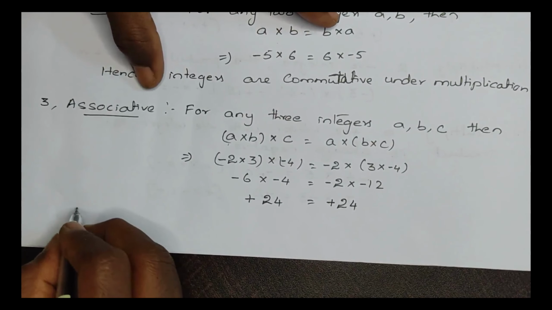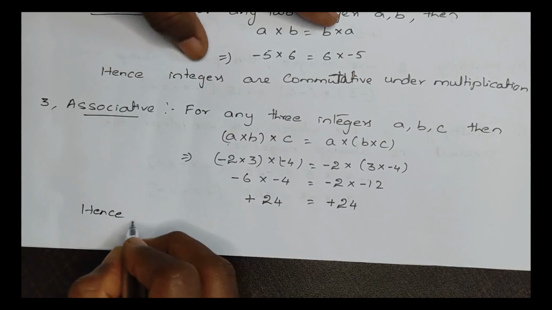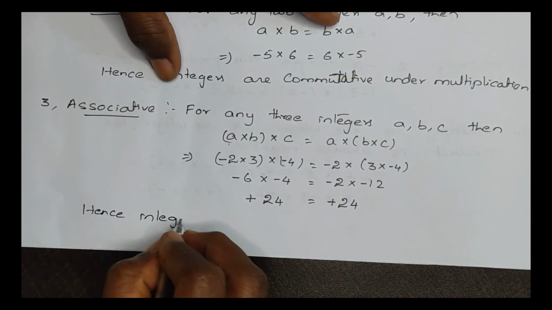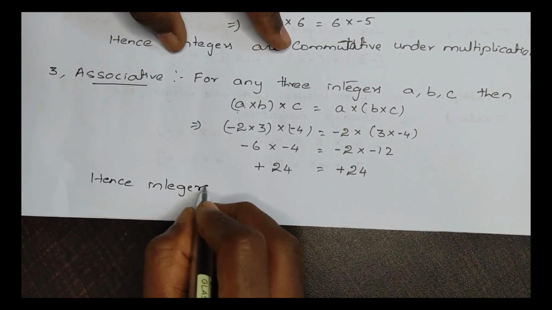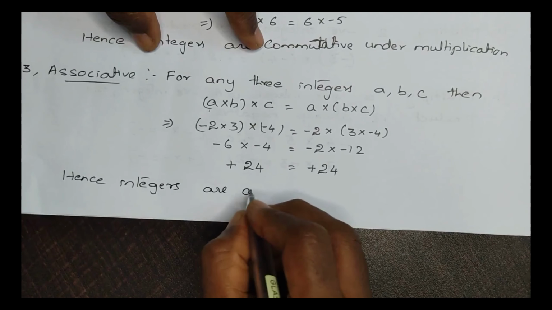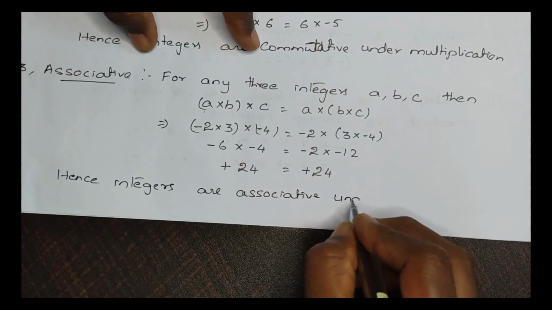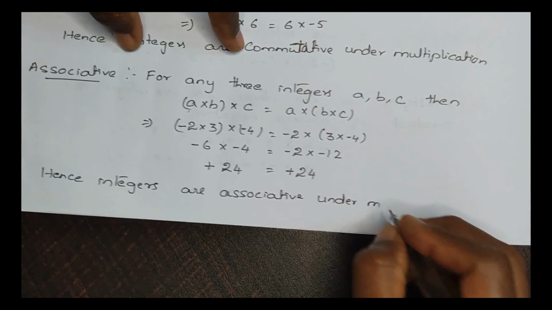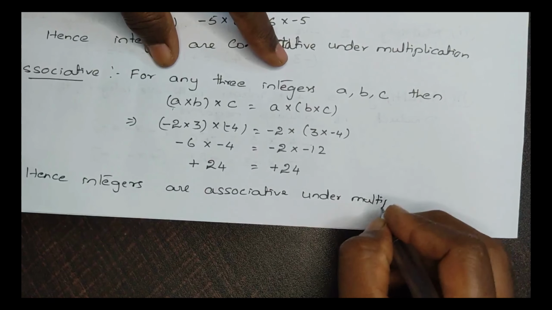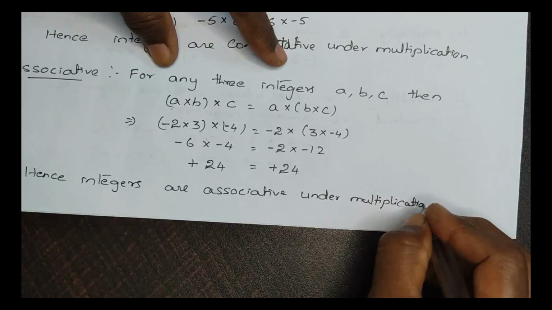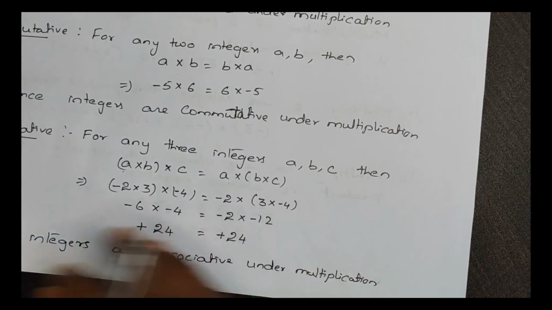Hence we say integers are associative under multiplication. Okay. Now, the next property is the zero property.